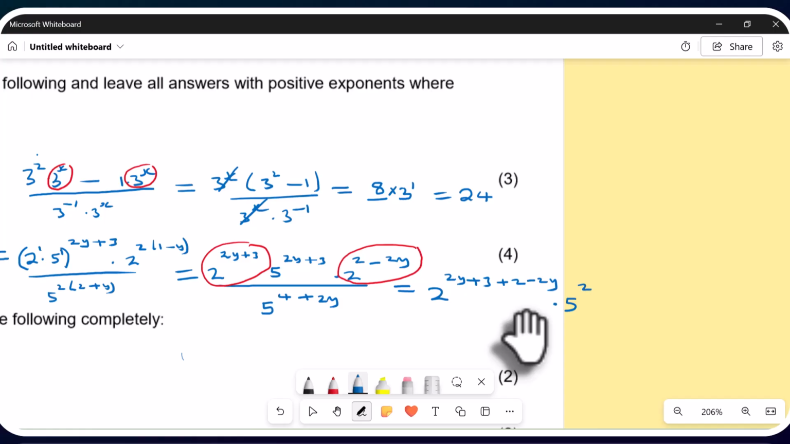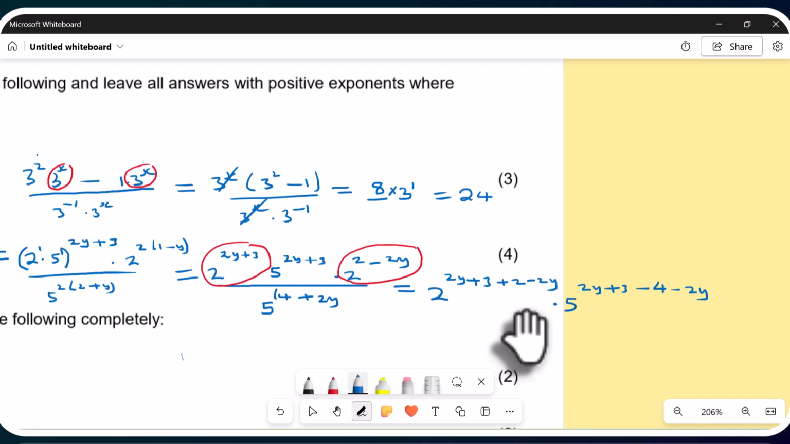Okay, so I'm going to say 2y minus 2y, you get it? Yes. And then 3 plus 2 gives me 5. Next, I'm going to have here 2 to the 5, okay? Then on the other side, again, 2y minus 2y, I get 0, okay? And then 3 minus 4, I get negative 1, so it becomes 5 to the power negative 1.